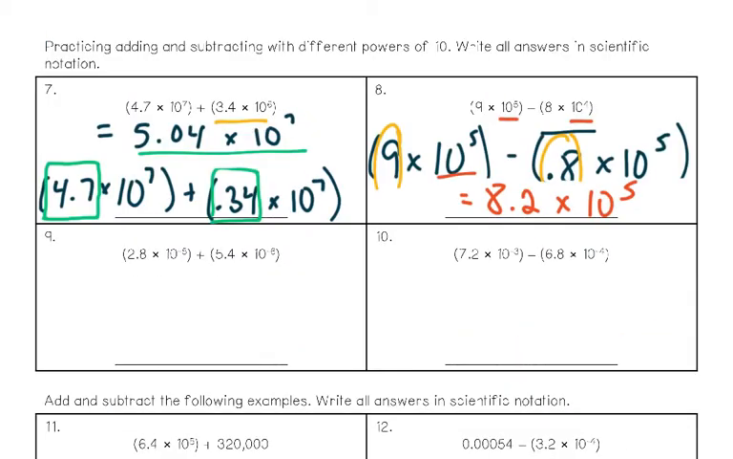We'll do the same thing for number 9 and 10. Go ahead and try it by yourself, making sure that they have the same base 10 value before you add these and then subtract these. So pay attention to your sign, pay attention to your base 10, pause the video, and then press play when you're ready to check.